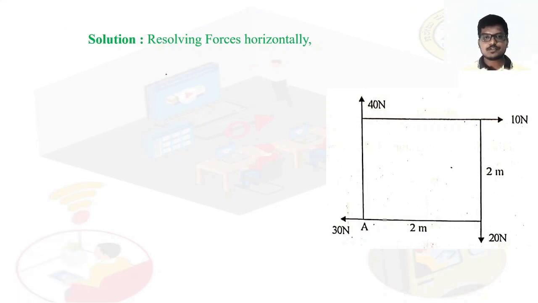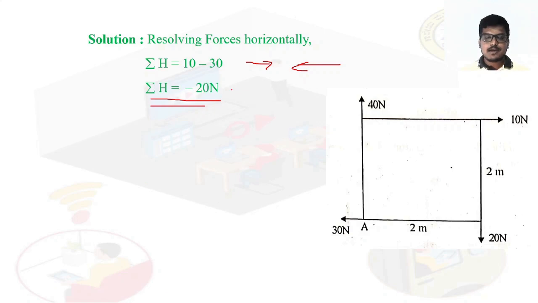See, resolving forces horizontally, that is sigma H is equal to, so 10 Newton, 10 is positive, minus 30. So 10 is like this, 30 is like this. So 10 minus 30 is minus 20 Newton. So sigma H is minus 20 Newton. It is negative. Sigma H is negative means the x term is negative.